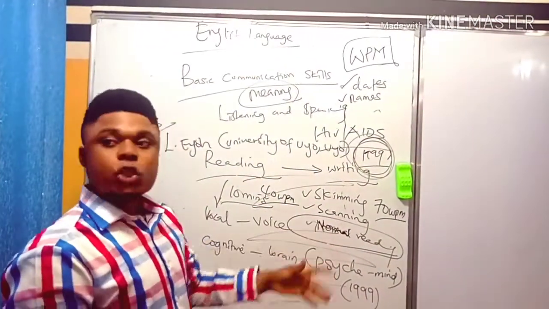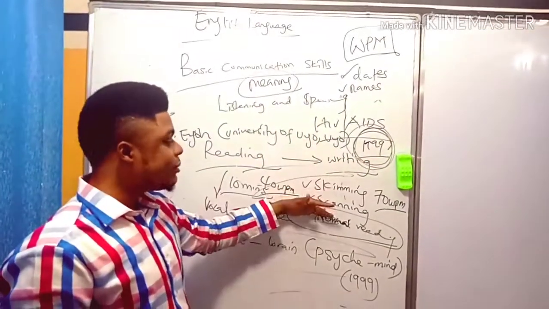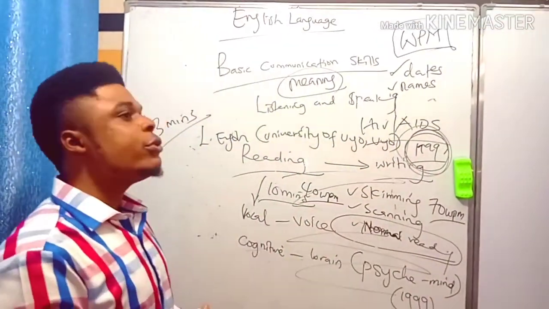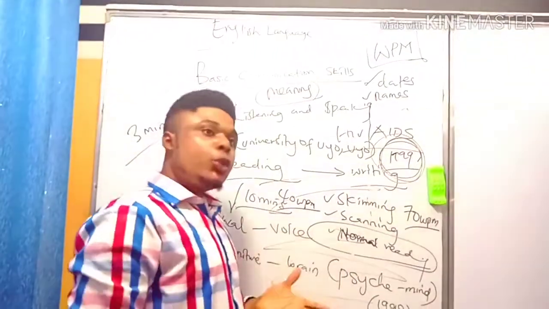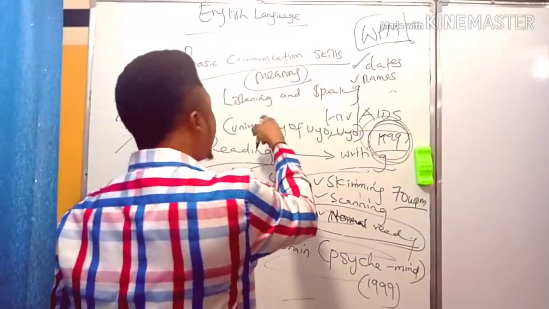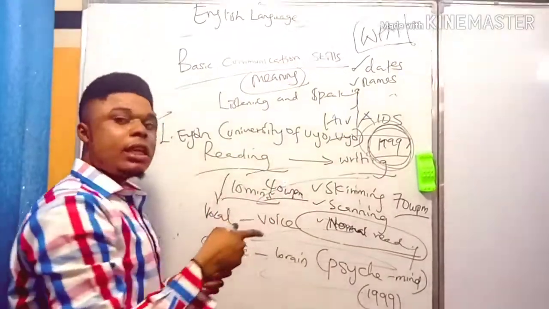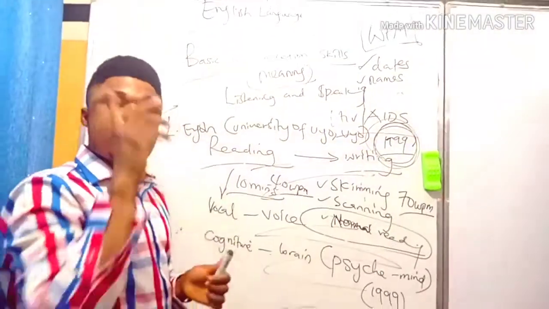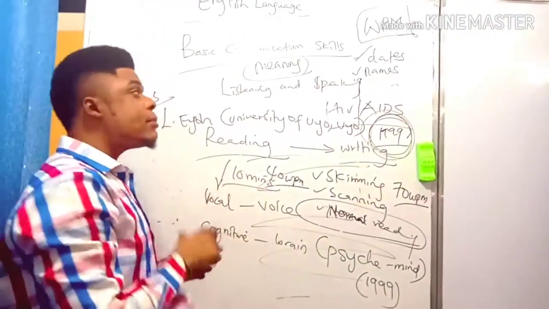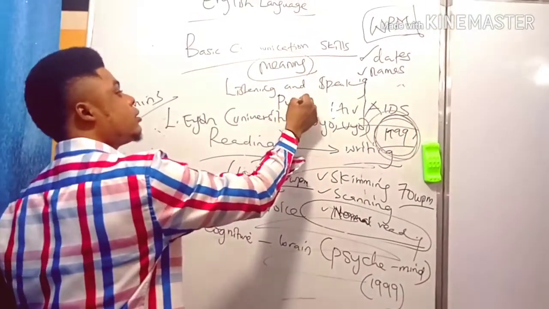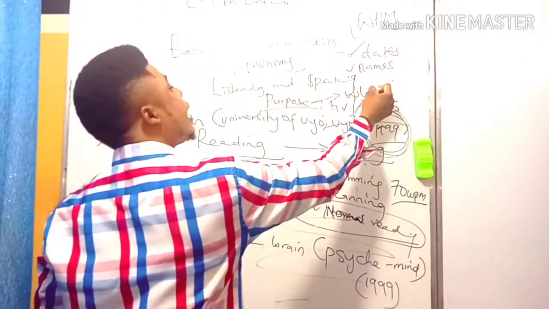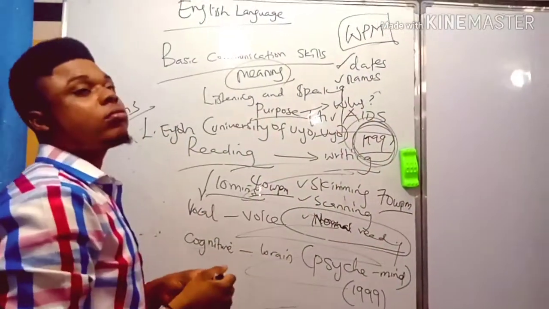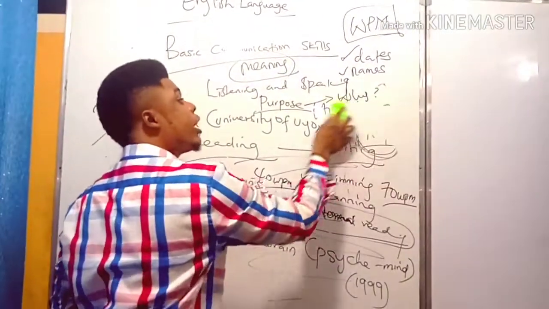That is normal reading. So we've talked about skimming, we've talked about scanning, we've talked about normal reading. So let's say you're reading for an exam. First of all, it is very important to know what you're reading for. That means for every reading, there must be a purpose. I'll say that again. For every reading, there must be a purpose. This purpose means why. Why are you reading? What are you reading for?